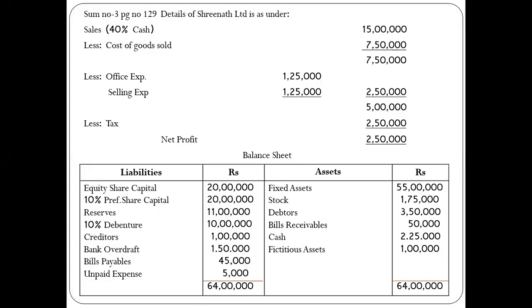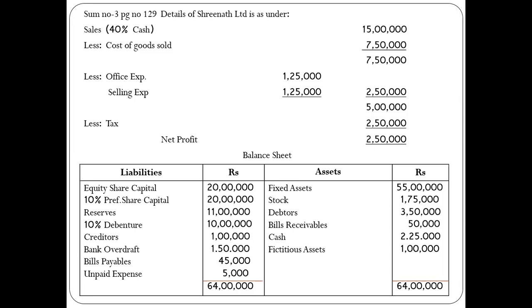Okay, so let's go through the details of Srinath Limited. Srinath Limited's details are as under. Here we are given sales. In brackets it is written that 40% is cash, meaning 40% of sales is on a cash basis, and the remaining 60% of sales will be credit based.